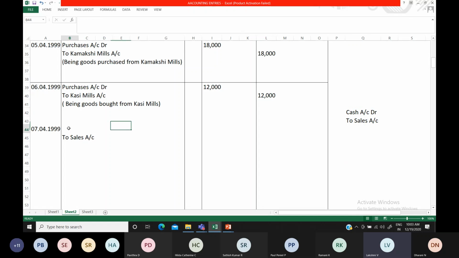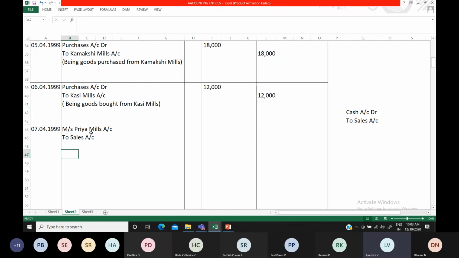But here it is credit. They have not given cash here. They have given only a person's name. Then it is credit sales. So that particular person's or firm's name we have to give: Mrs. Priya Mills account. This only we have to debit instead of cash. If it is for cash sales, cash account debit. If a person's or firm's name is mentioned in your transaction, then that firm's name or person's name you have to use.